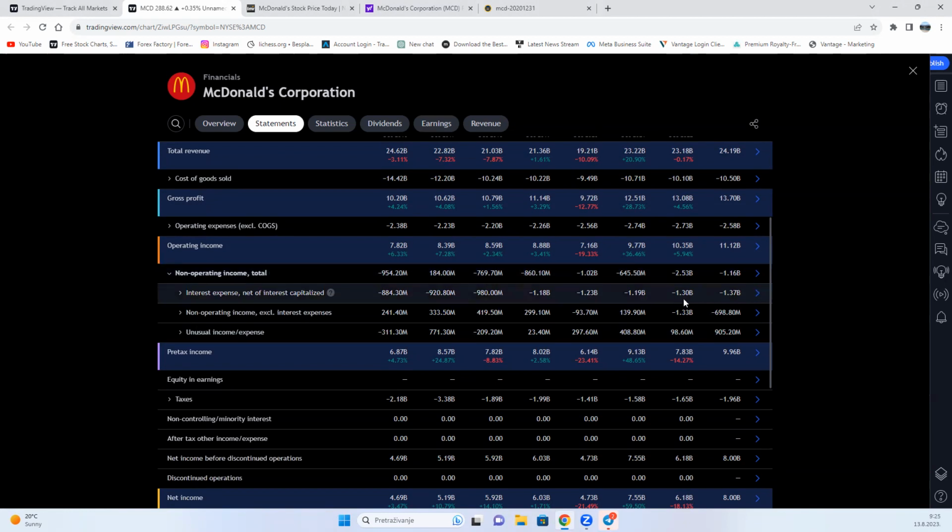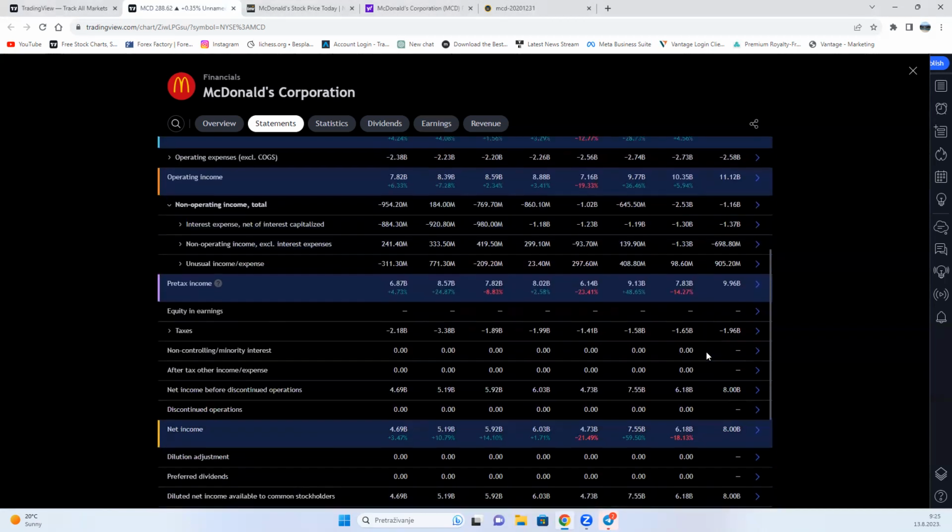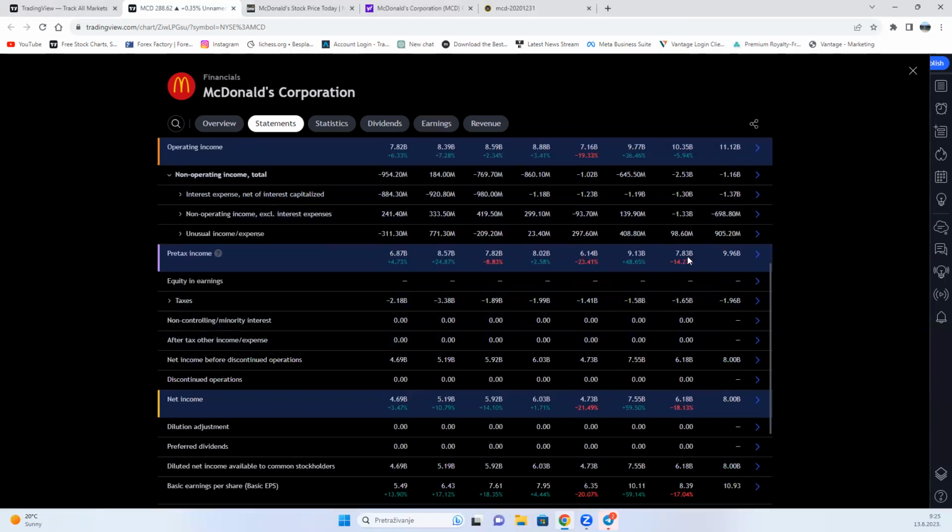Other expenses are, for example, the interest expense, the interest rate they pay on their credits. So if they have, let's say, a 10 billion credit line with some bank, yearly it costs them 884 million, and this last year 1.3 billion was interest rate expense. And they told you, yeah, after we pay our banks interest rate expense, because we have loans to the bank, we have pre-tax income of 7.83 billion.